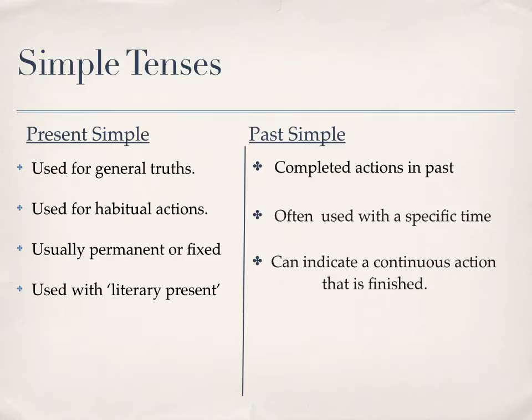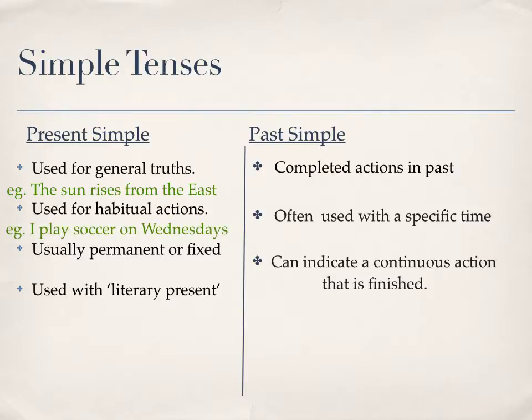The present simple is used for general truths, something that we know or believe to be true: the sun rises from the east, and habitual actions: I play soccer on Wednesdays. These are not going to change anytime soon. They're seen as permanent or fixed, and because of this we use the present simple.